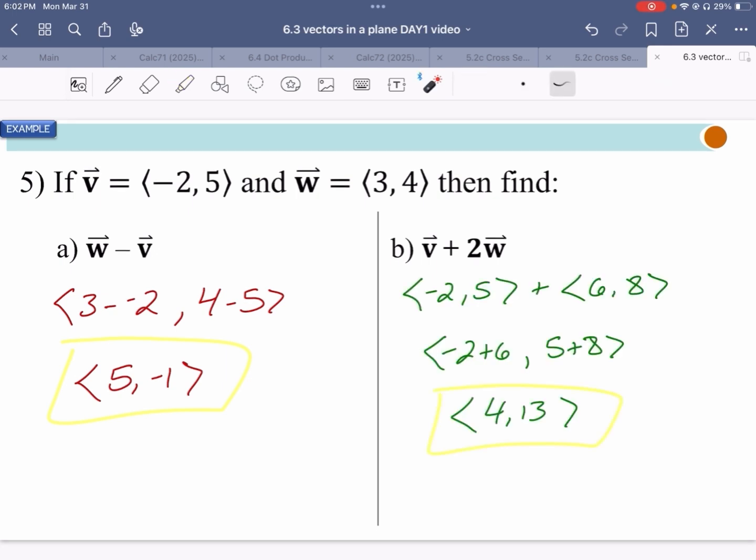All right, so for here, vector V, I just repeated it here, and then I did 2 times vector W, so I just went ahead and multiplied their components by 2, and then I'm going to add the x components and add the y components, and so my answer is 4, 13 in the pointy brackets.